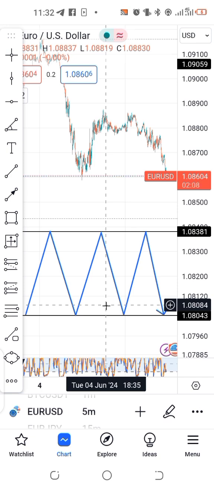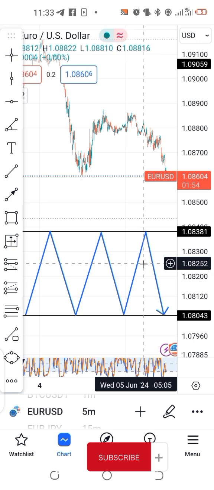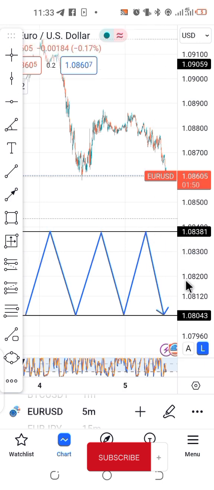I want to show you a practical example of what we have done: the uptrend market, the downtrend market, and then the ranging market. That is what we are going to look at next, practically on the charts. We want to see how this happens on the chart. All right, so let's move on.